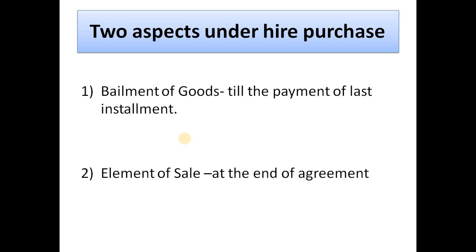So bailment of goods is involved in hire purchase because the buyer is not the owner, meaning the person who takes the goods on rent, on hire, is not the owner. That doesn't mean that he is going to spoil those goods or not take care of them. No, he is supposed to take care of those goods as if that asset belongs to him only. An element of sale is nothing but at the end of the agreement, the hirer, the person who has taken those goods on the hire purchase system, is going to become the buyer of those goods.